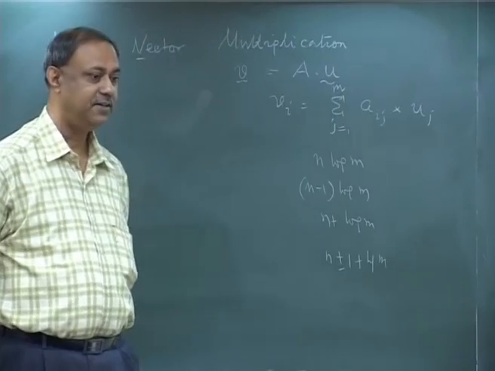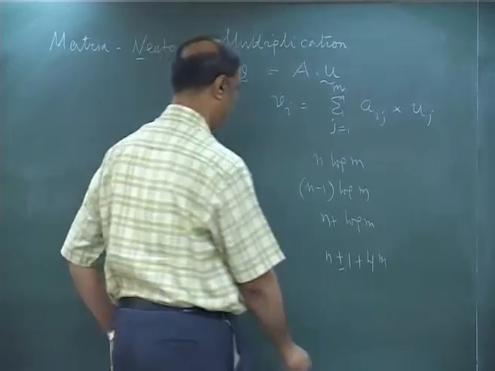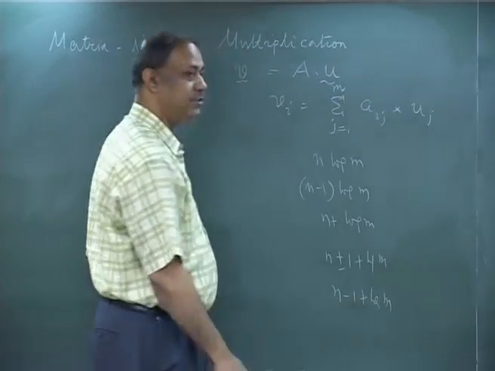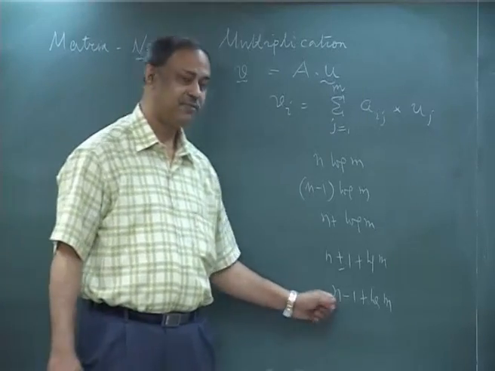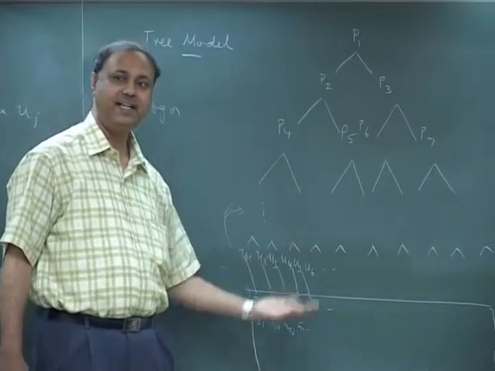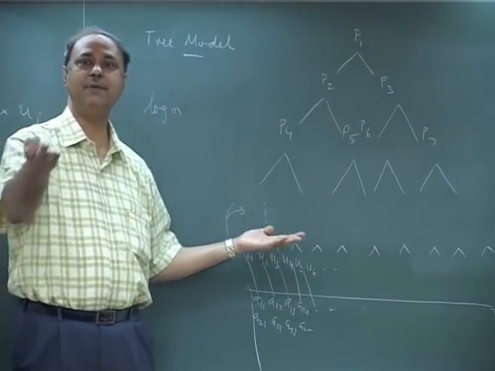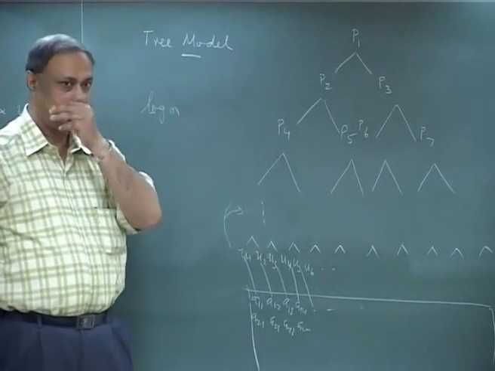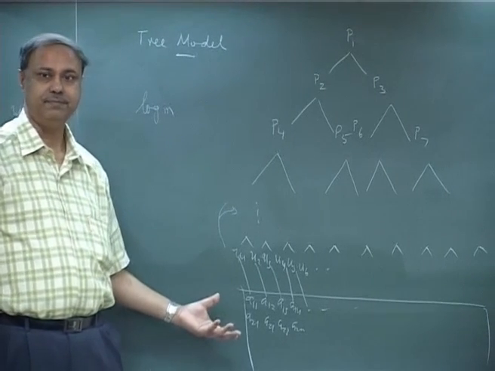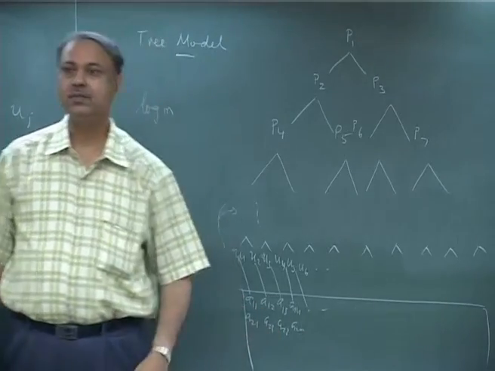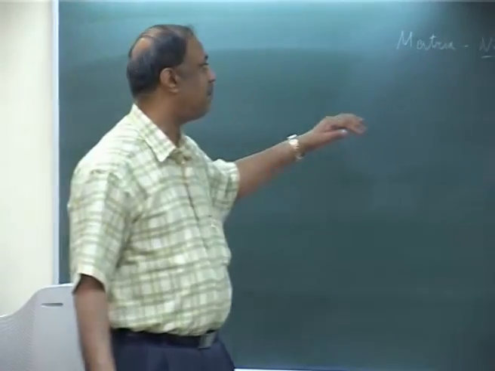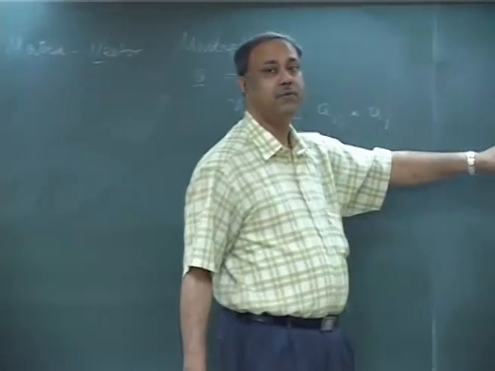N minus 1. N minus 1 plus log n. N minus 1 plus log m. So from here we arrive here. See, the first row will be coming after log m, and the next ones onwards it is coming one by one, right? So you need n minus 1 plus log m to generate all the elements of it. So in this case you observe that this type of problem is very easy to solve on the tree model.